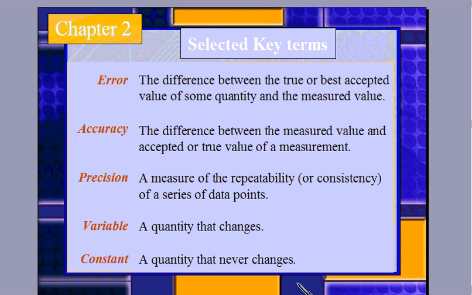Error is the difference between the true or best accepted value of some quantity and a measured value. Accuracy is the difference between the measured value and the accepted or true value of a measurement. Precision is a measure of the repeatability or consistency of a series of data points. Variable is a quantity that changes, and constant is a quantity that never changes.